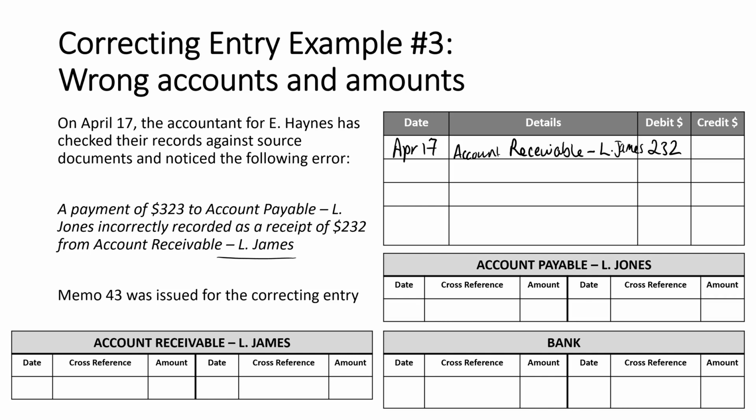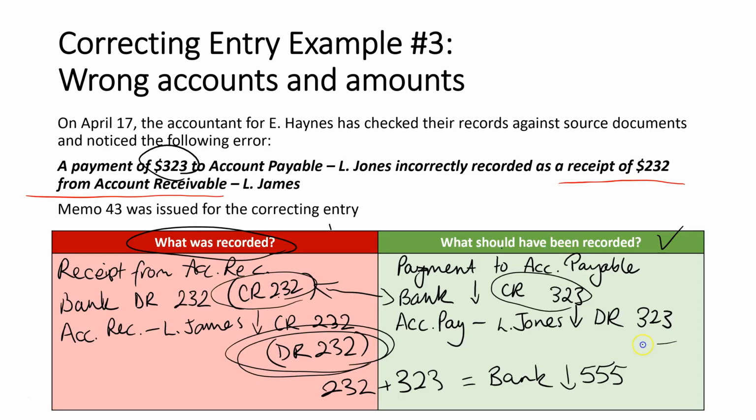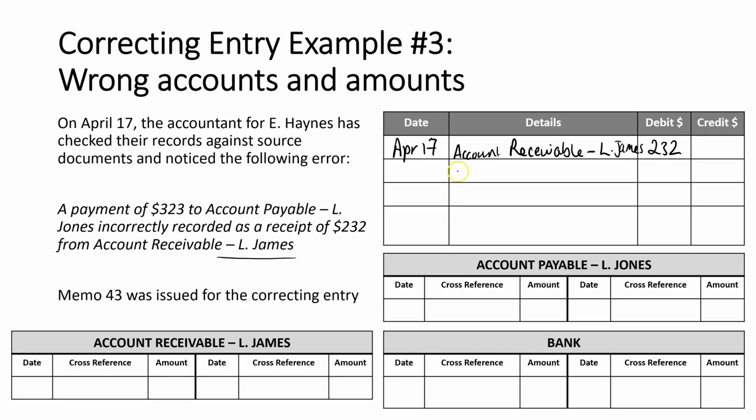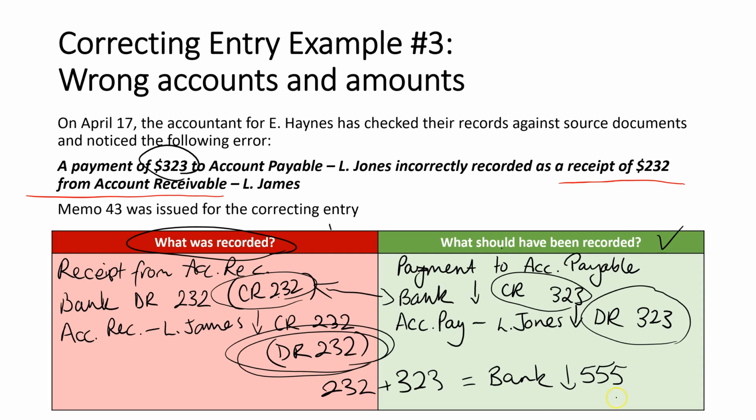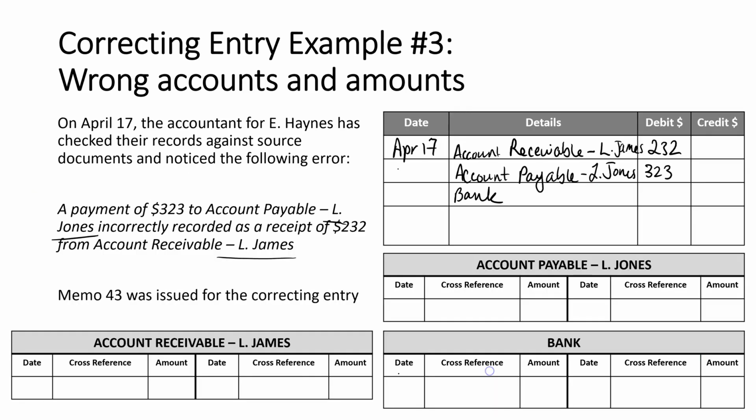The next thing we need to do is we need to record what happened to the account payable. So we've said that the account payable needs to be debited by $323. So that's the account payable, and once again, just check the name. So the account payable is L. Jones. And what that recognises is the payment or the liability decreasing. The last thing we need to do is show the effect on bank. So bank, we said, was going to be affected by a total of $555, which we know that's right because now our debits are equaling our credits.